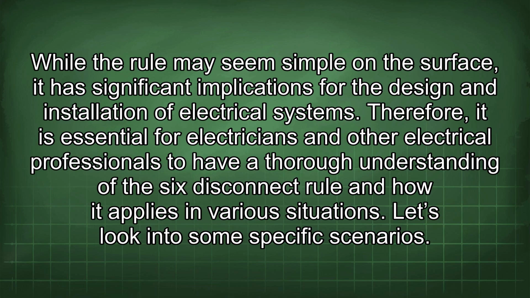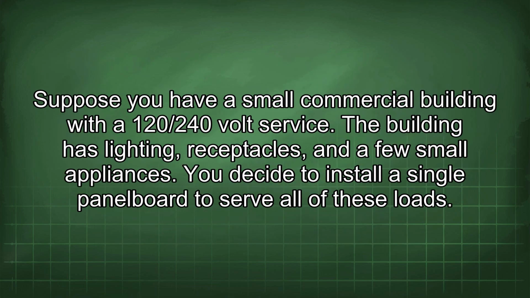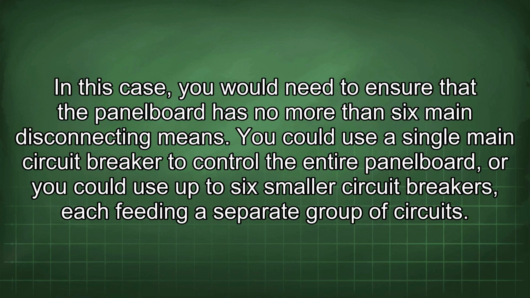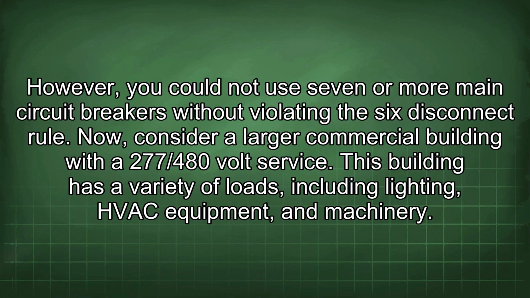Let's look into some specific scenarios. Suppose you have a small commercial building with a 120/240 volt service. The building has lighting, receptacles, and a few small appliances. You decide to install a single panel board to serve all of these loads. In this case, you would need to ensure that the panel board has no more than 6 main disconnecting means. You could use a single main circuit breaker to control the entire panel board, or you could use up to 6 smaller circuit breakers, each feeding a separate group of circuits. However, you could not use 7 or more main circuit breakers without violating the 6 disconnect rule.